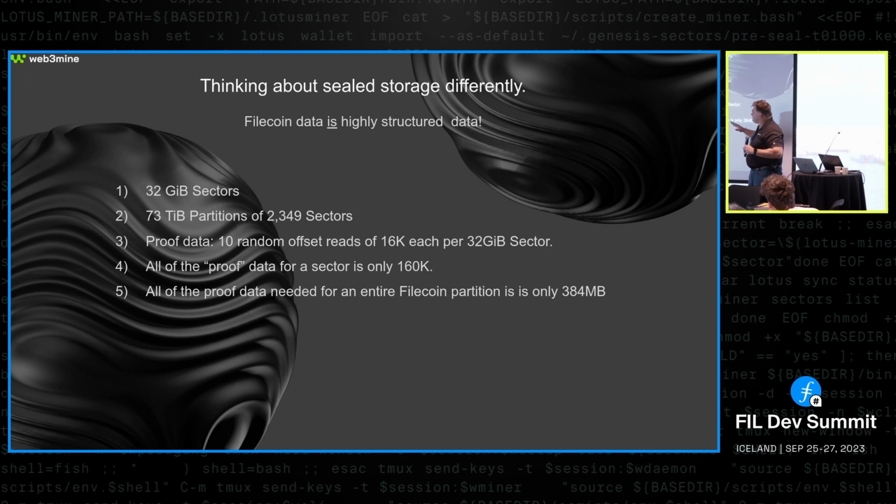All of the proof data is only 160K. All of the other proof data for an entire Filecoin partition is 384 megs. But you take any non-trivial file system and scale it up to the PB range, and all of a sudden it becomes a hell of a job when you're just trying to pull out the little tiny taste test across that many disks, that many platters, all organized and put together through metadata. And so I got to thinking about this.